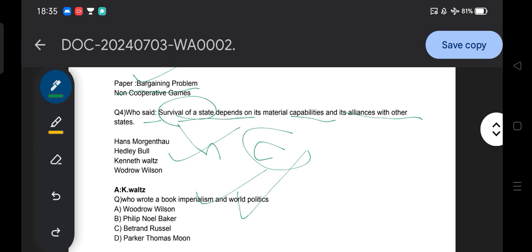It's new information for you guys that you need to remember. The book Imperialism and World Politics is written by Parker Thomas Moon. Option D is the answer. Parker Thomas Moon's book is Imperialism and World Politics, and he belongs to the IR idealism school.